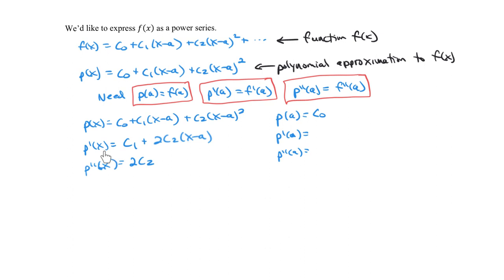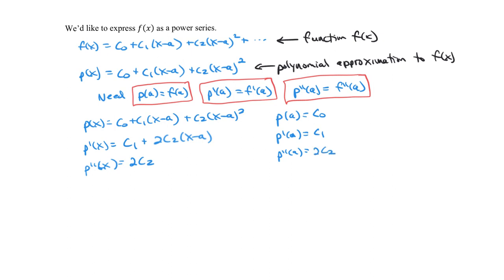Likewise, over here, if I plug in an A for x, that ends up being A minus A, so that whole term is gone, so I just get C sub 1. And then the last one, there is no place to even plug this in, right? There is no x here, so this is just a constant always. So P double prime of anything is just 2C sub 2. You get 2C sub 2.